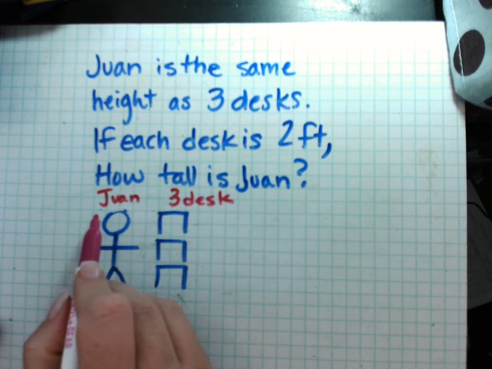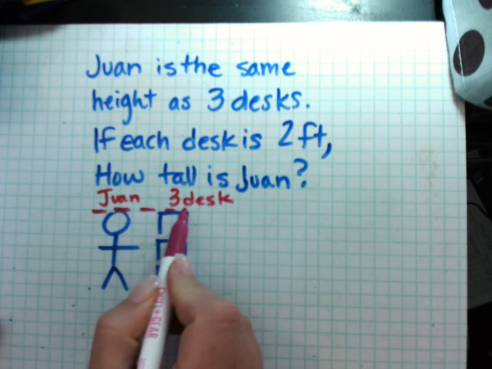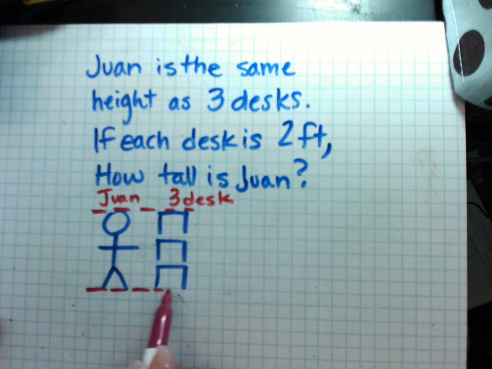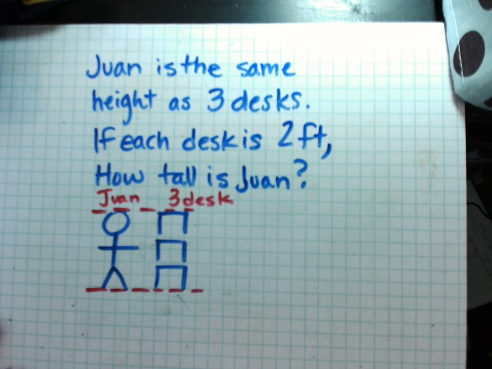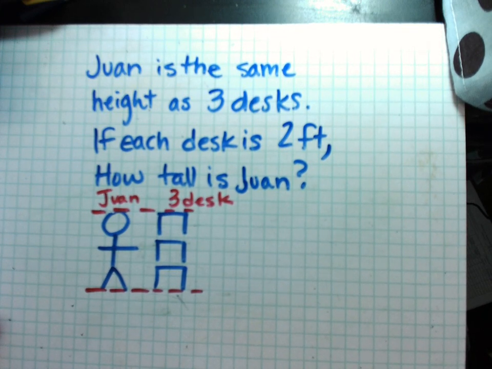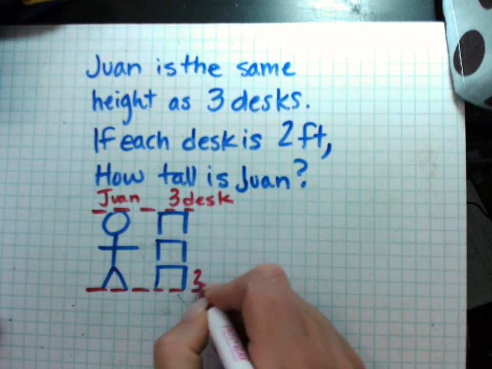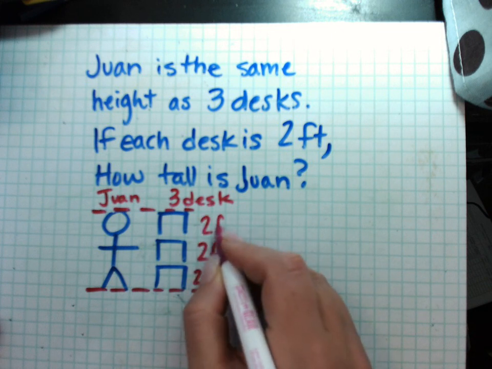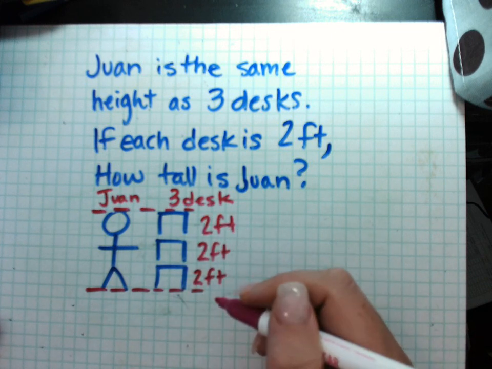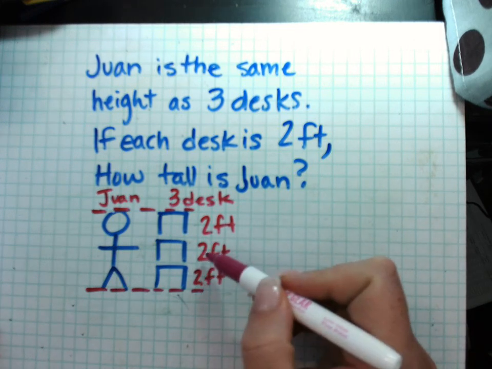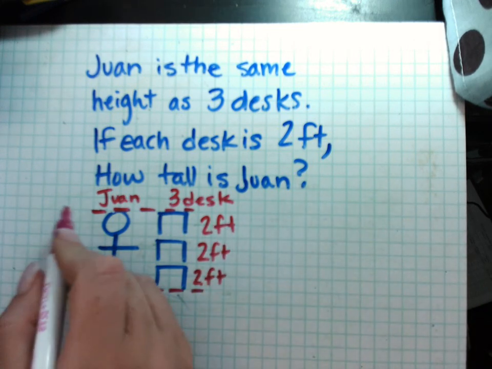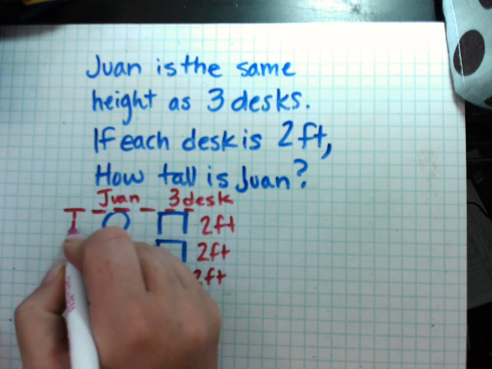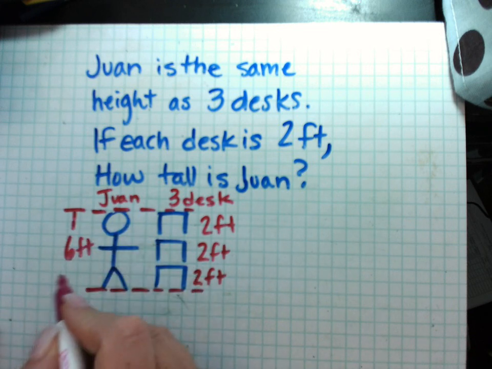Those are equivalent heights because they told us they were the same height. So here, the 3 desks stacked on top of each other and Juan are the same height. So if each desk is 2 feet, we have 2 feet, 2 feet, 2 feet, and some of you are like, oh my gosh, I already know what this is. Some of you are still struggling. So it's 2, 4, 6 feet tall. So just by looking at this, we can see that he's 6 feet tall.